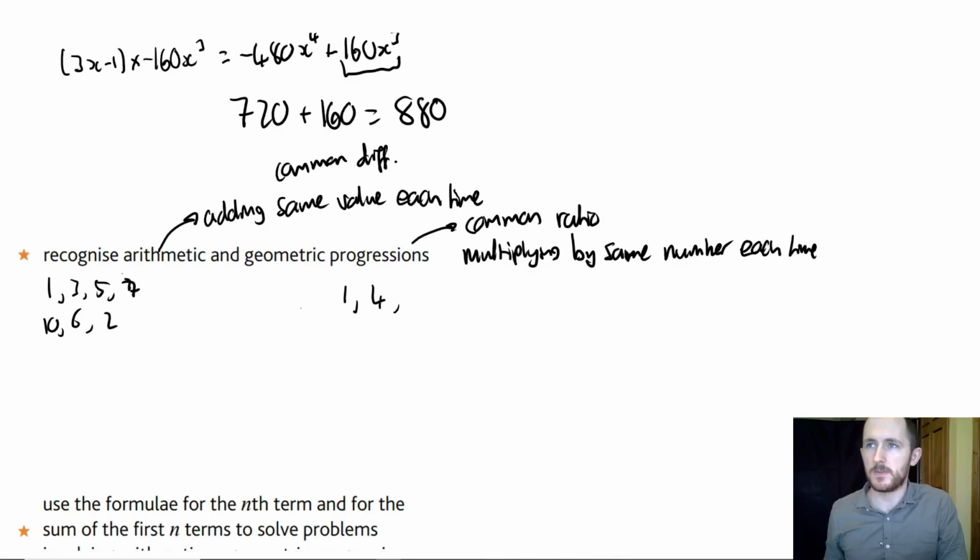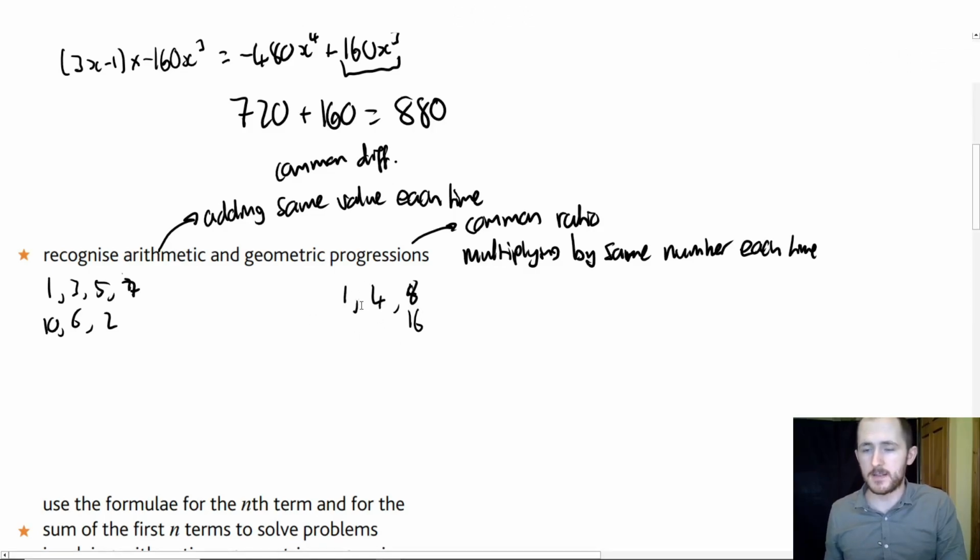what would be a good one to do? 1, 4, and then 8, for example, going on. You can, for example, it could be timesing by 4 each time, right? So the common ratio here would be timesing by 4, because 1 to 4 is times 4 and then times 4.